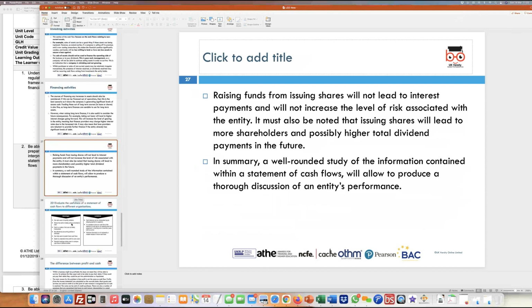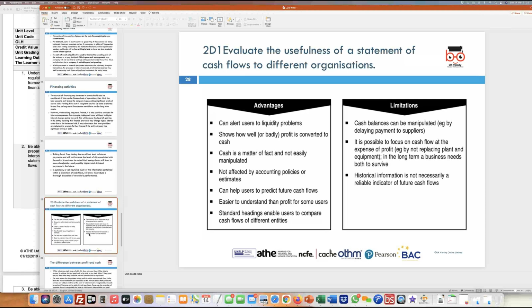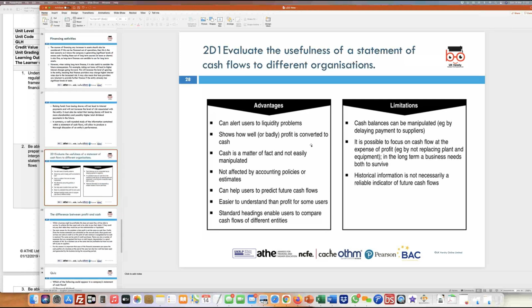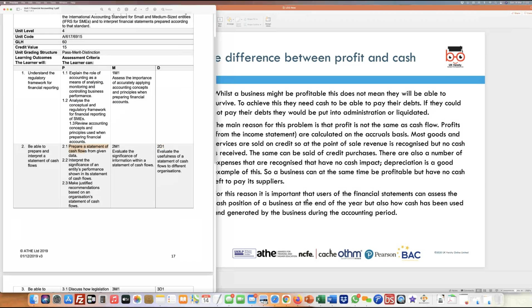No, that's fine. So the last one that we look at, briefly, is evaluating the usefulness of statements of cash flows. Here we are going to be talking about advantages and limitations. These can be done generically, and that is what I've done here in the table, showing the advantages and the limitations of cash flow statements for organizations. After putting this across generically, you might want to do a quick slide, maybe 20 to 30 words, to relate this to the company that you've taken in order to prepare the cash flow statements for task 2.1.